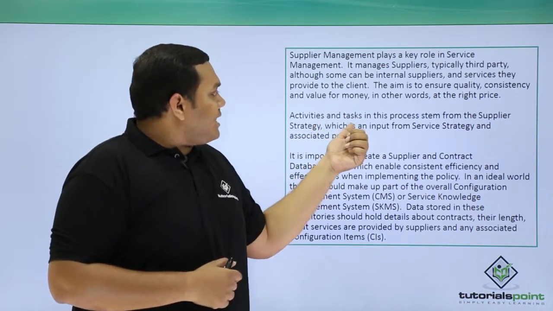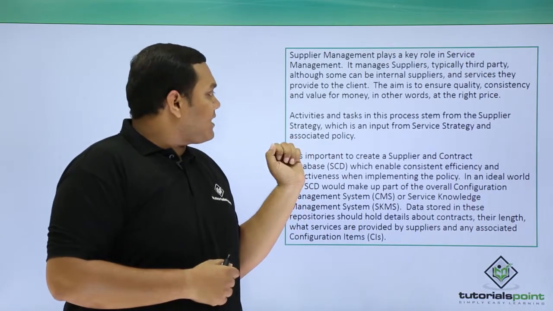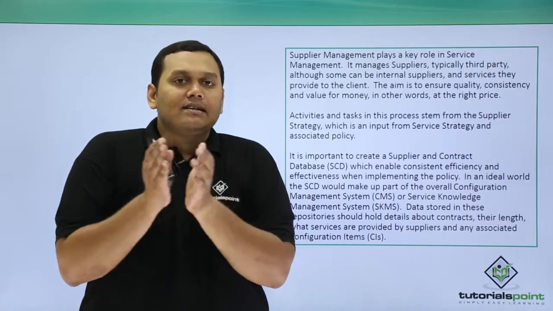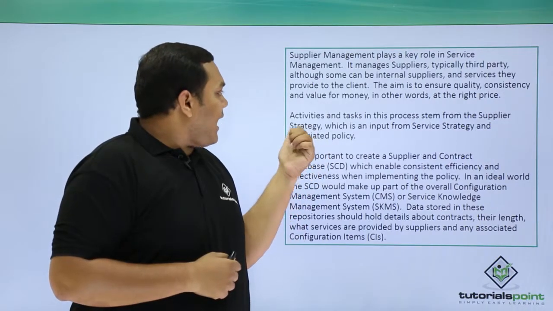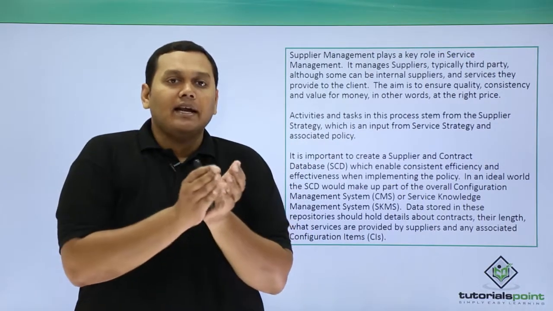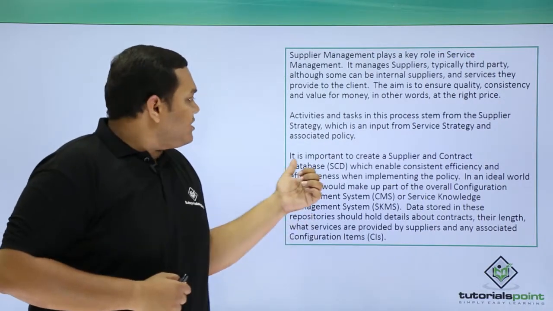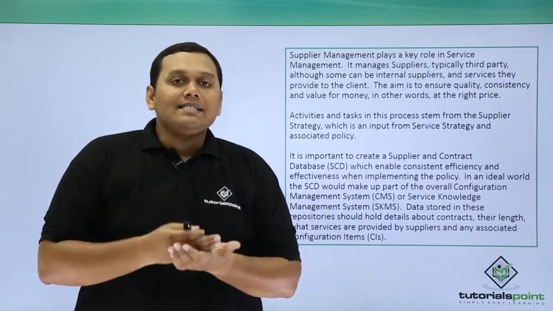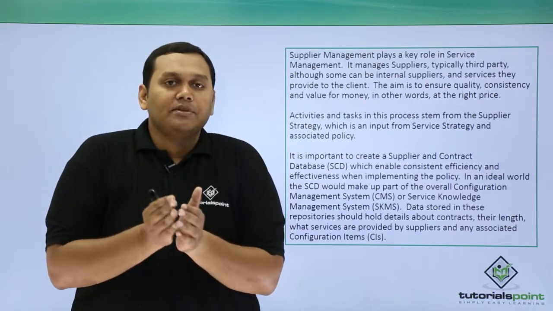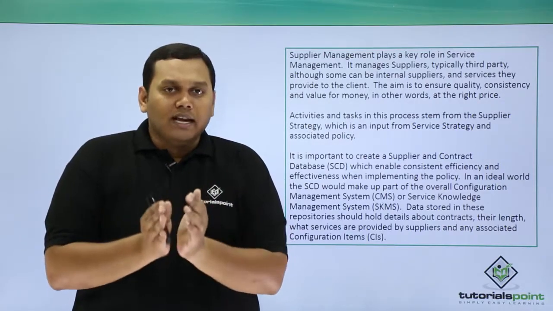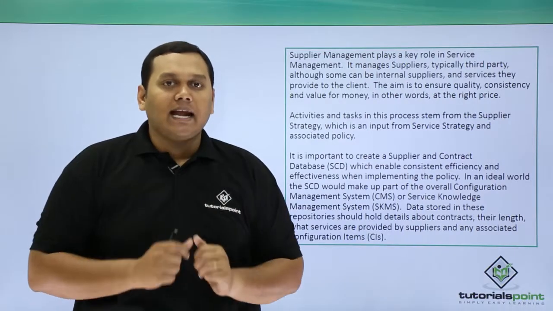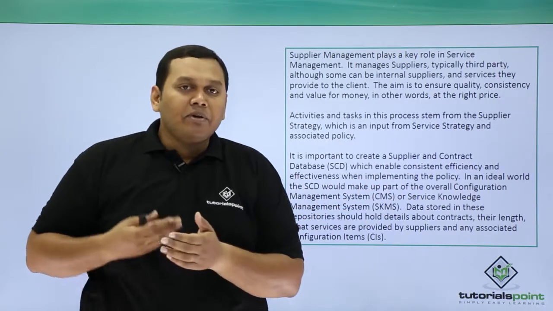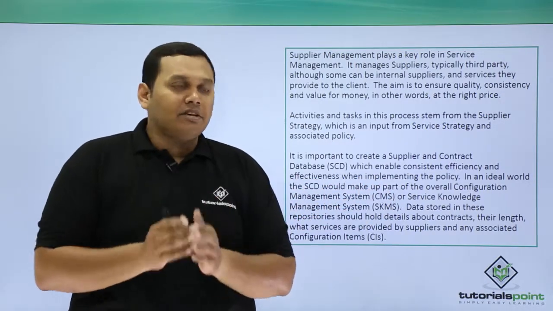The activities and tasks in this process stem from the supplier strategy, which is an input, along with associated policies. Based on the supplier strategy, we take the inputs, the activities are conducted on that basis, and the supplier and contract database is maintained. It is important to create a supplier and contract database which enables consistent efficiency, that means up-to-date information on the contracts and on the suppliers based on the category should be consistent, and effectiveness when implementing the policy. When we are implementing any policy, consistency and effectiveness should be there.